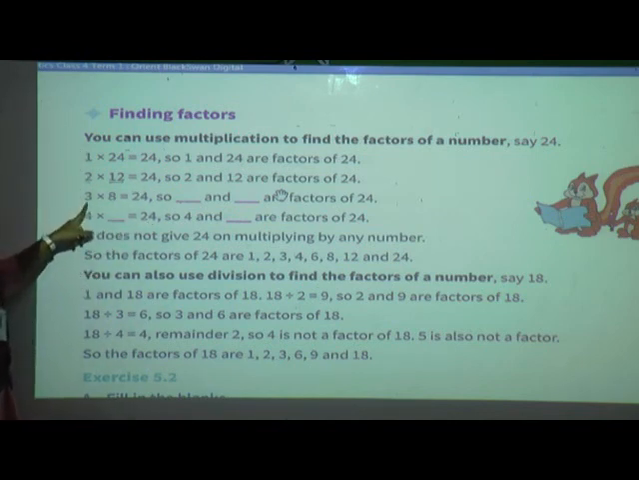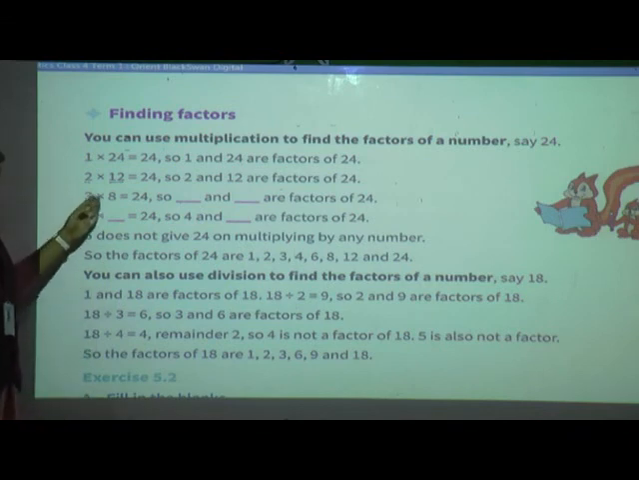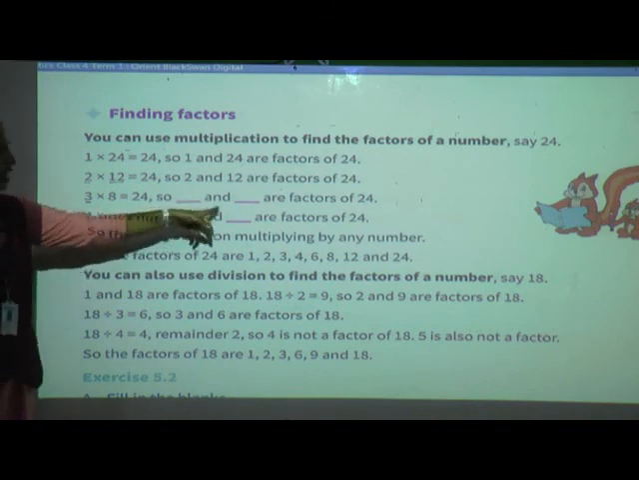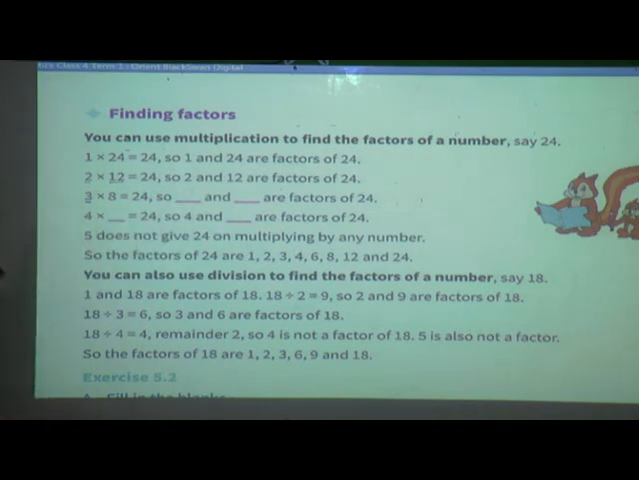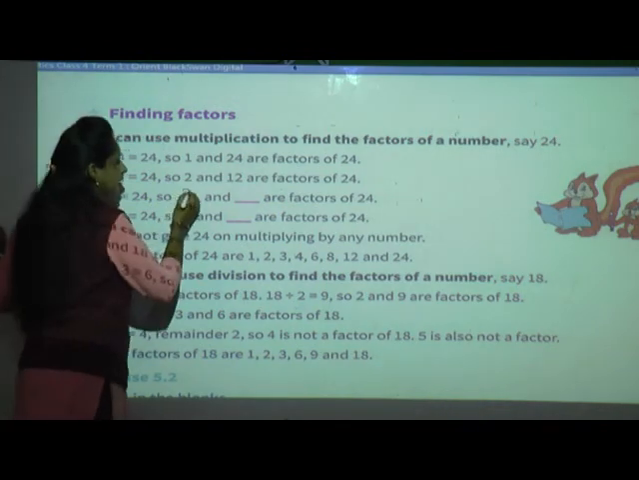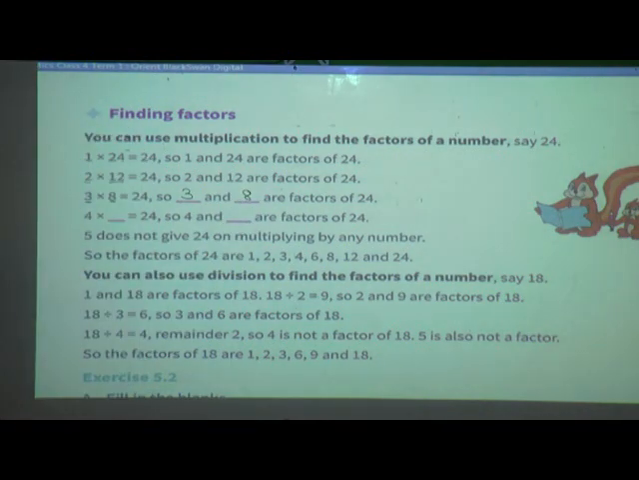Now see here, 3 multiplied by 8. Now after 2, we'll go with the 3 table. Now with 3, which number can we multiply to get 24? Yes, if we multiply with 8, 3 8s are 24. So here dash dash and dash dash are factors of 24. Now tell me, which are those both the numbers? See, 3 and 8. 3 and 8 are factors of 24.